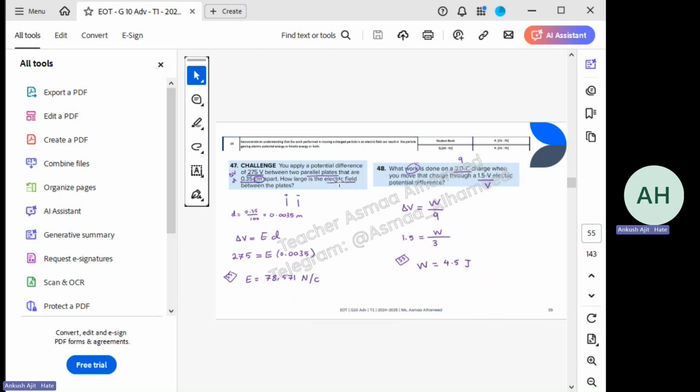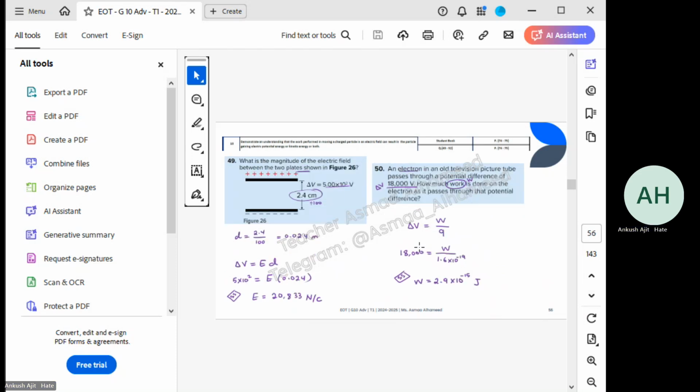This is also the same thing. You apply a potential difference of 275 volt between two parallel plates that are 0.35 centimeter apart. Remember, it's 0.35 centimeter. Okay, you need to change the centimeter into meter. How large is the electric field between the plates? You just need to change that. What work is done? Okay, now work done. You have a formula V equals to W upon Q. W equals to 1.5 into 3. You will multiply, 4.5 joules, right? What is the magnitude of the electric field between the two plates shown here?